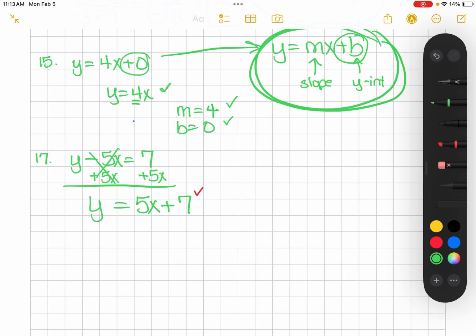But the next part is to find the slope and the y-intercept. So slope is always the number in front of the x when it's in slope-intercept form. Not when it's in any form. It has to be in slope-intercept form. So my slope is 5, and then my y-intercept is this last part. That's the plus something or minus something. So my intercept is 7.